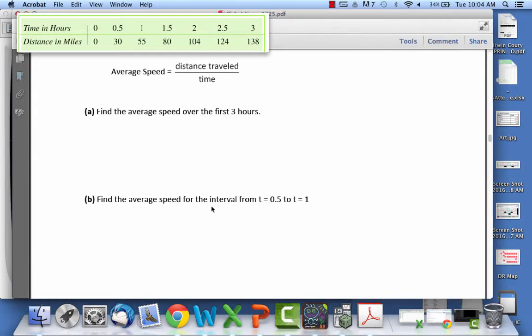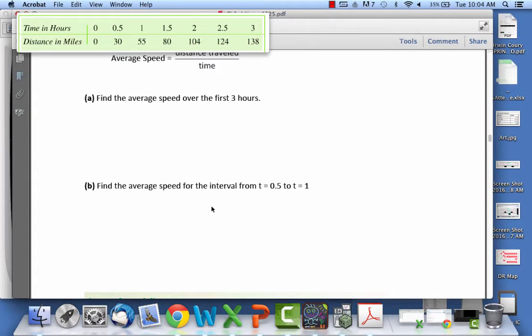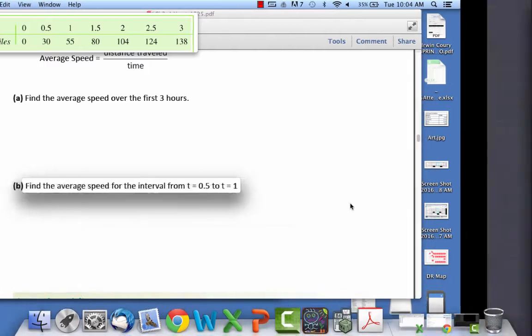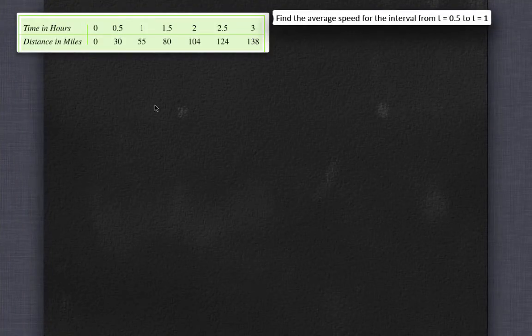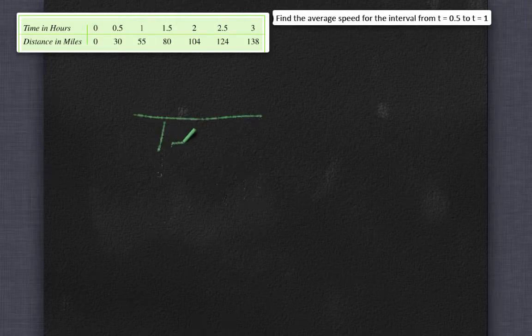Okay, then the second question is, what's the average between a half hour and 1 hour? What speed did I average during that more specific time? In this case, I can't just say divide by 3. And you're going to say, well, you divide by a half, because it's from a half hour to 1 hour. But the more formal way to do that would be to say end time minus start time. So that's how you think through it to get it.